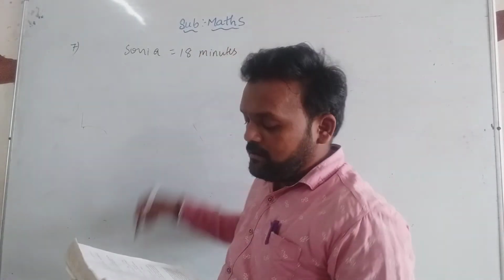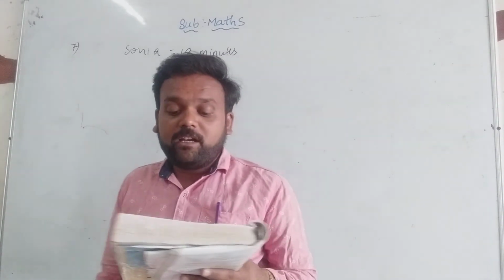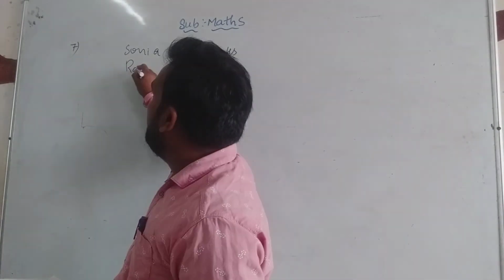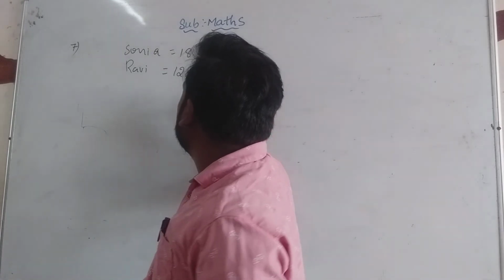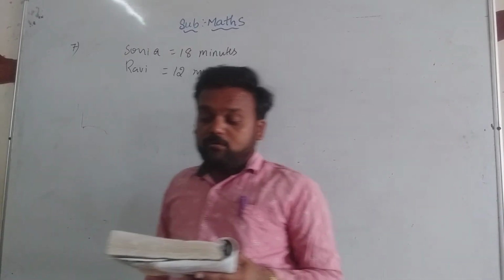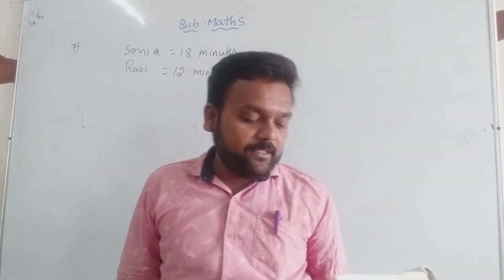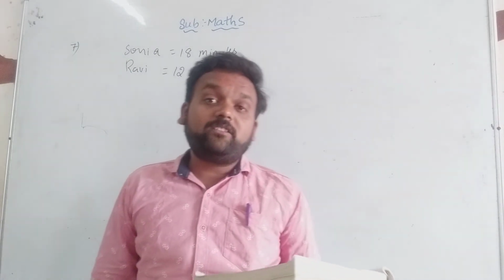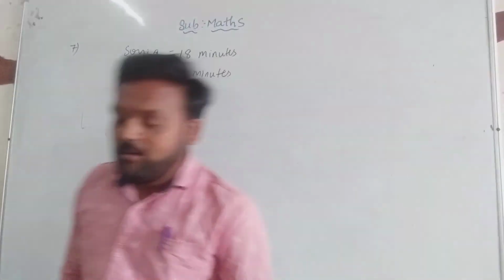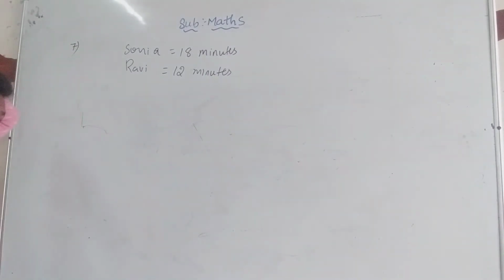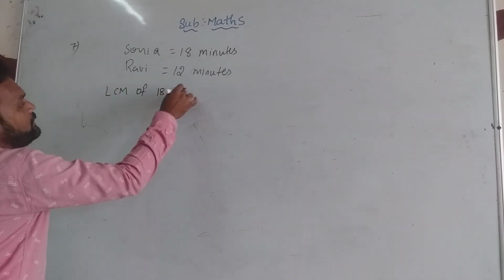Ravi takes 12 minutes for the same. Suppose they both start at the same point at the same time and go in the same direction. After how many minutes will they meet again at the starting point? We will do the LCM here. Find the LCM of 18 and 12.